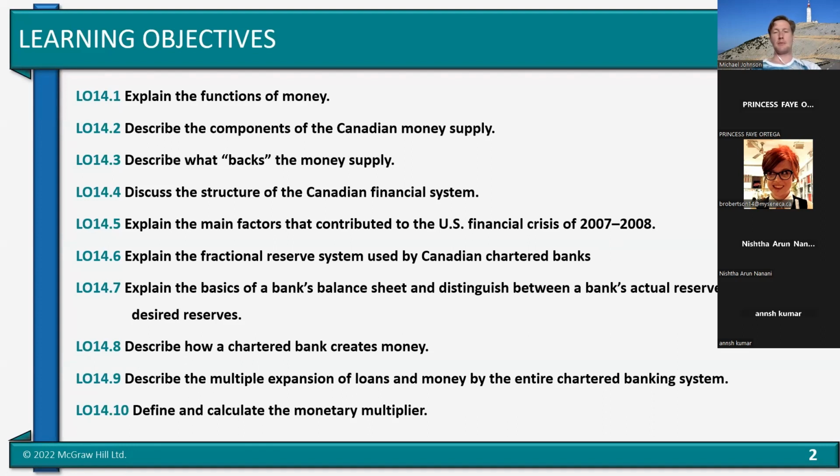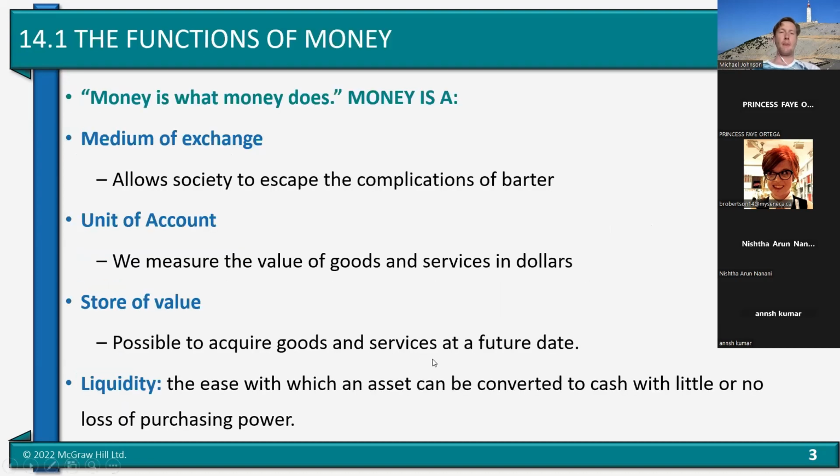Explain the basics of a bank's balance sheet and distinguish between a bank's actual reserves and its desired reserves. Describe how a chartered bank creates money. Describe the multiple expansion of loans and money by the entire chartered banking system, and define and calculate the money multiplier.